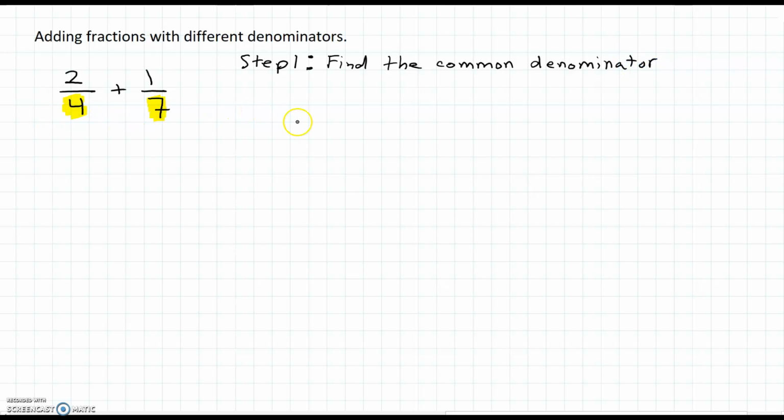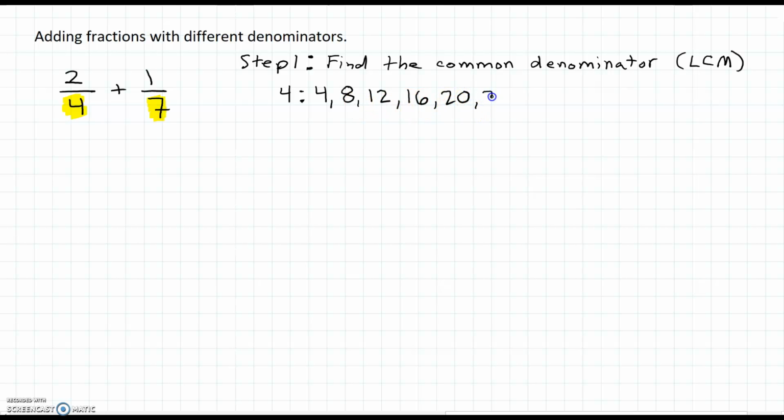So for example here, to find the common denominator, we are going to find the least common multiple, the LCM, of 4 and 7. So let's look at 4 and let's list the multiples of 4. So for example, 4 times 1 is 4. 4 times 2 is 8. 4 times 3 is 12. 4 times 4 is 16. 4 times 5 is 20.